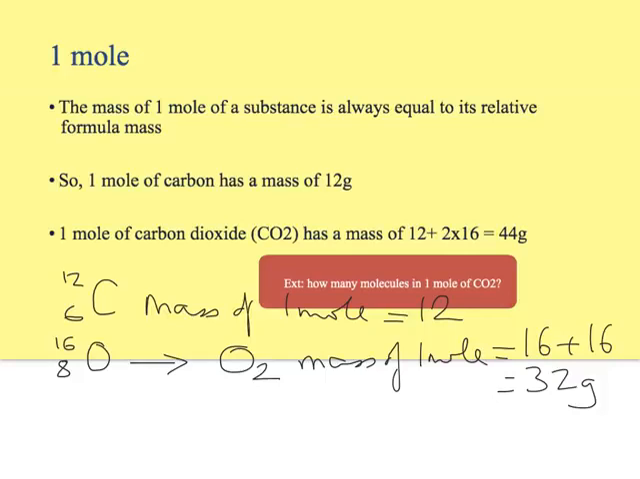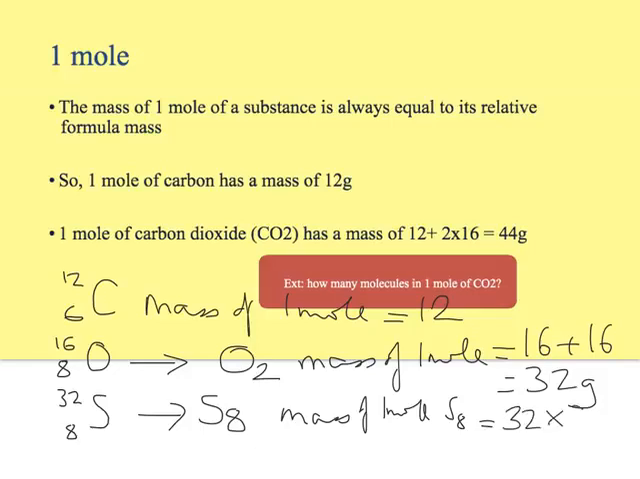Let's have a look at sulfur. It actually exists as S8 rings. So the mass of 1 mole of S8 molecules will be 32 times 8. Another example. Let's do 23Na, 23 11 Na. The mass of 1 mole of sodium atoms will be 23 grams. So you can keep doing this.